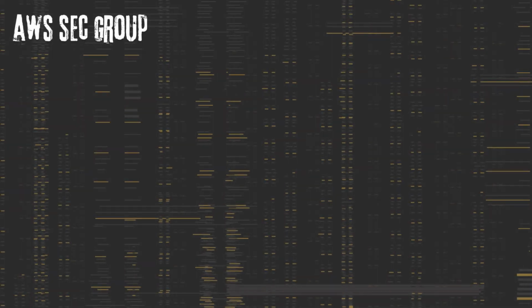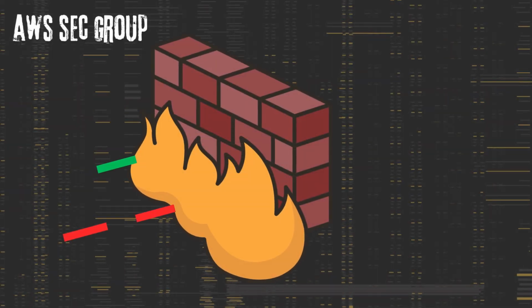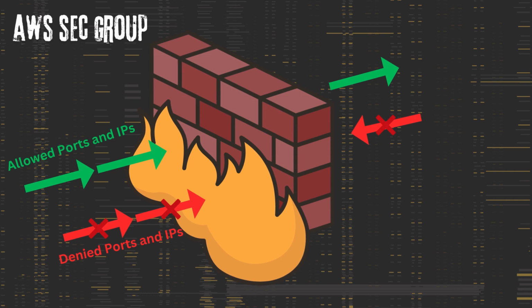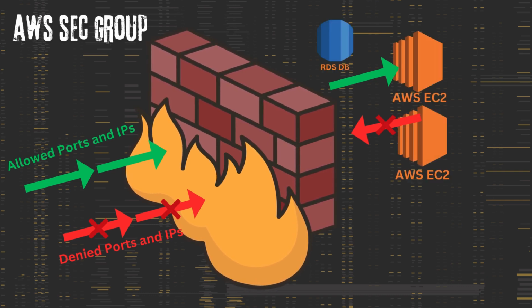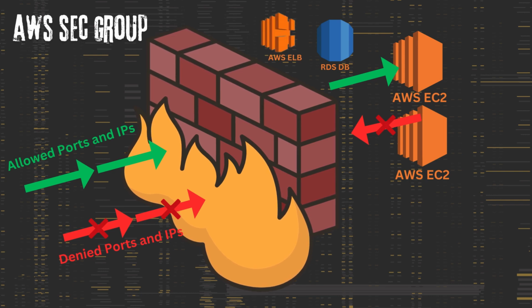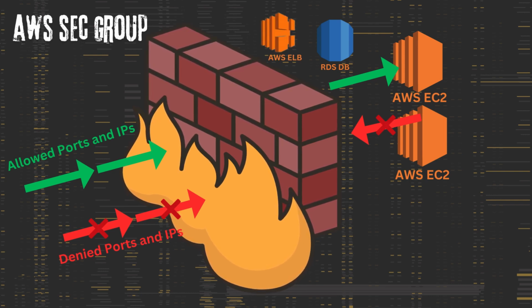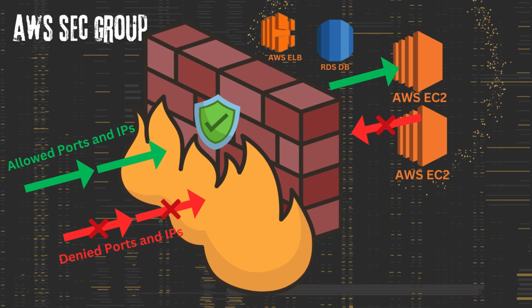A security group acts as a virtual firewall for controlling inbound and outbound traffic to AWS resources, such as EC2 instances, RDS databases, and ELB load balancers. It serves as a first line of defense in protecting your AWS infrastructure.